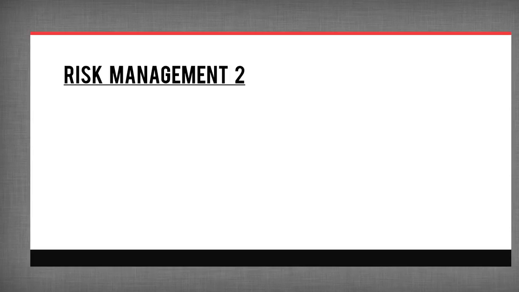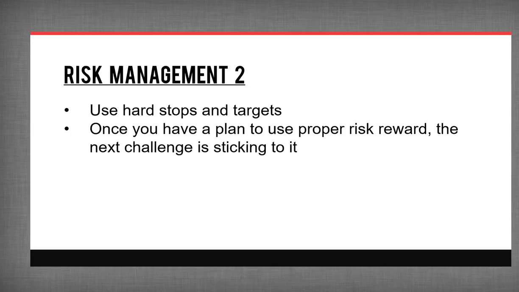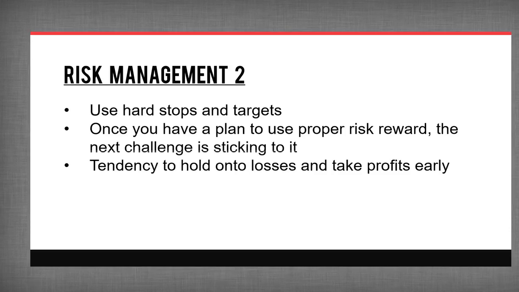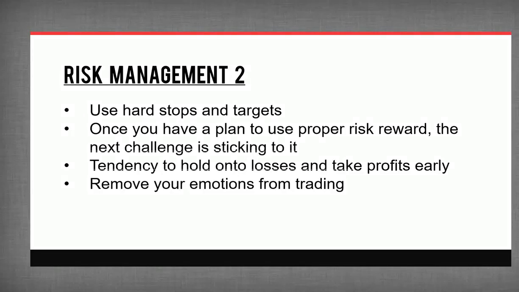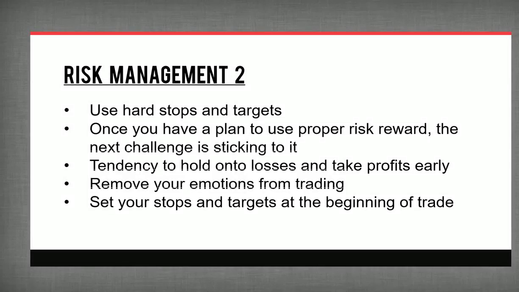Risk management rule 2 is to always have hard stops and targets in place. This means that you should already have stop orders and limit orders in place as you enter into the trade. If you are following rule 1, you should have already had proper risk-reward in place, and the challenge now is to stick to it. Since the tendency is to hold on to losses and take profits too early, it is necessary for you to remove your emotions from your trading, and hence always remember to set your stops and targets at the beginning of your trade, as you would identify them prior to entry.